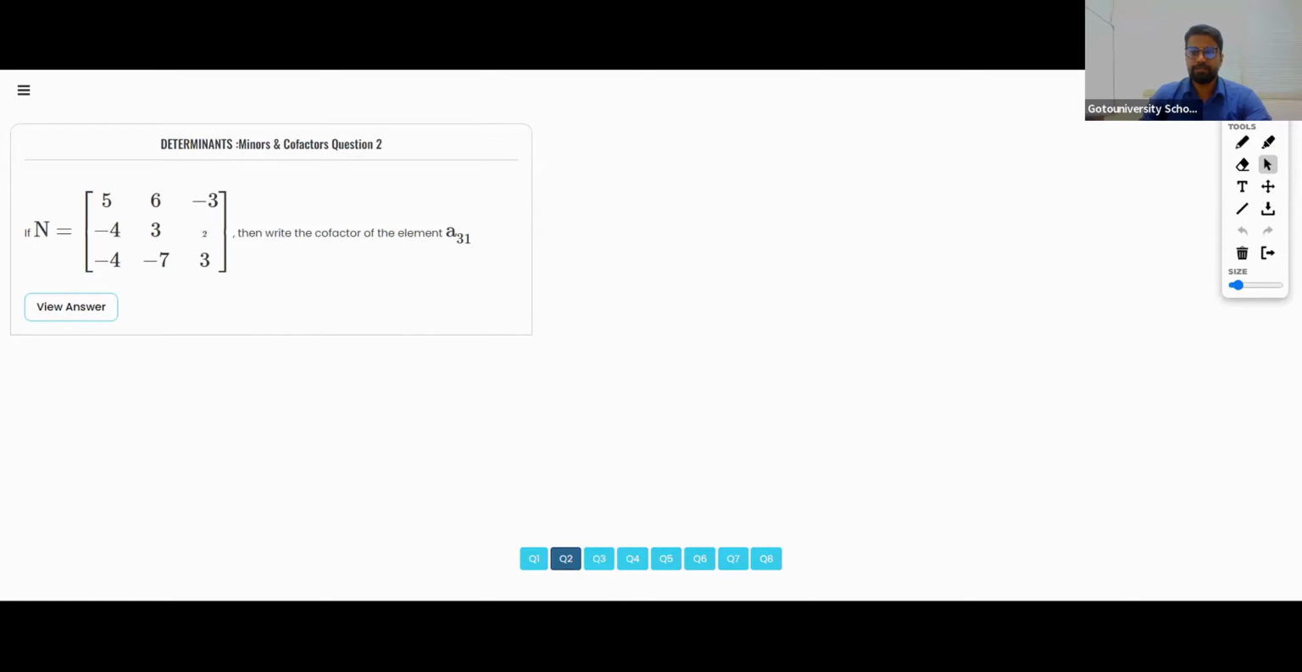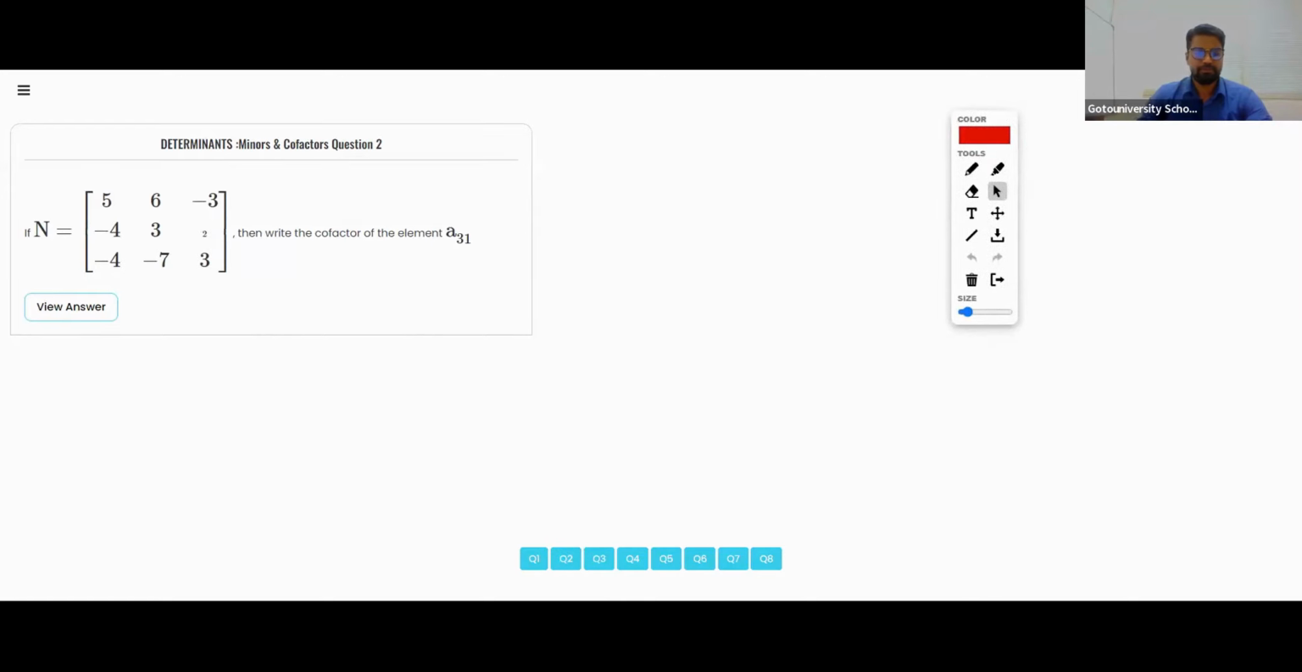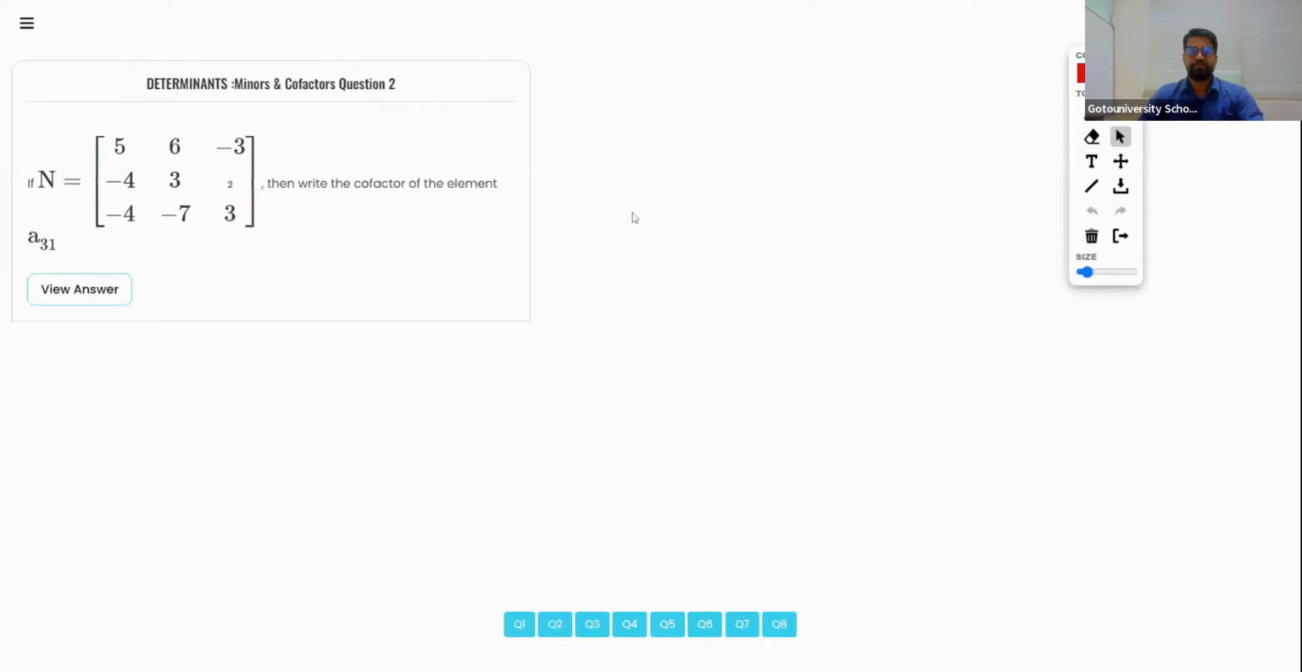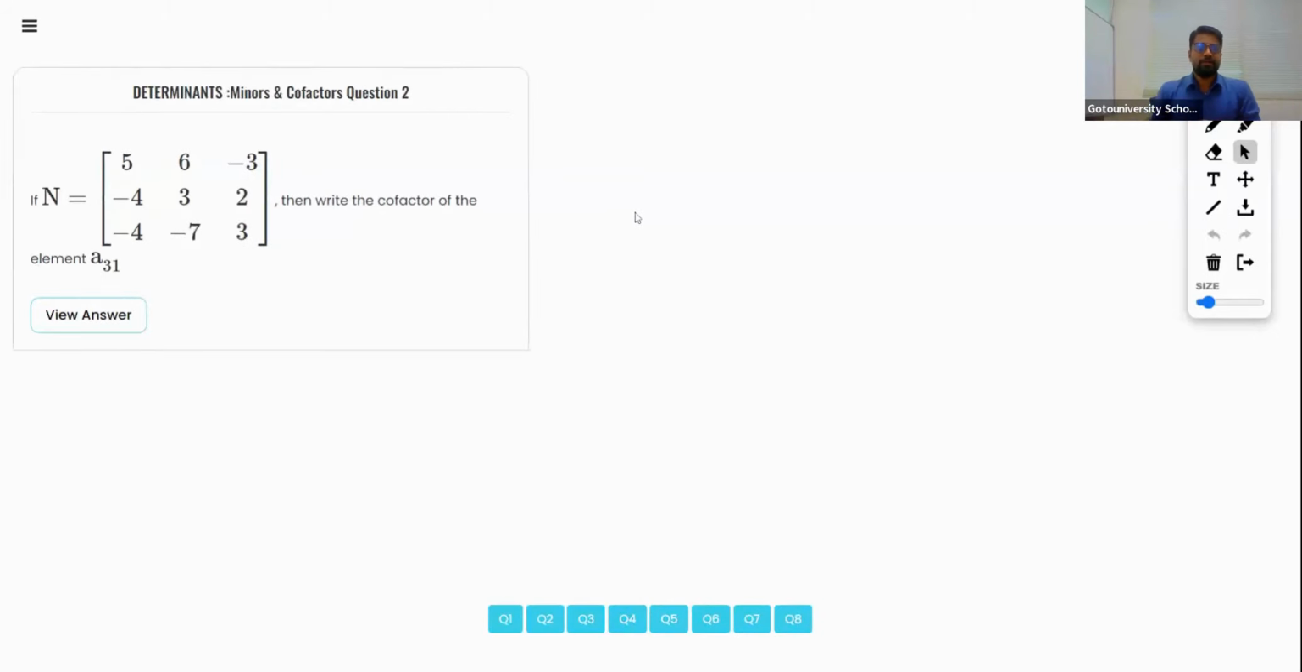So what do we have here? Yes. Hope the question is very clear now. The question goes like this. Write the cofactor of A31. A31 means third row, first column. So third row, first column, what we have is minus 4. For that minus 4, I need to now find out the cofactor.